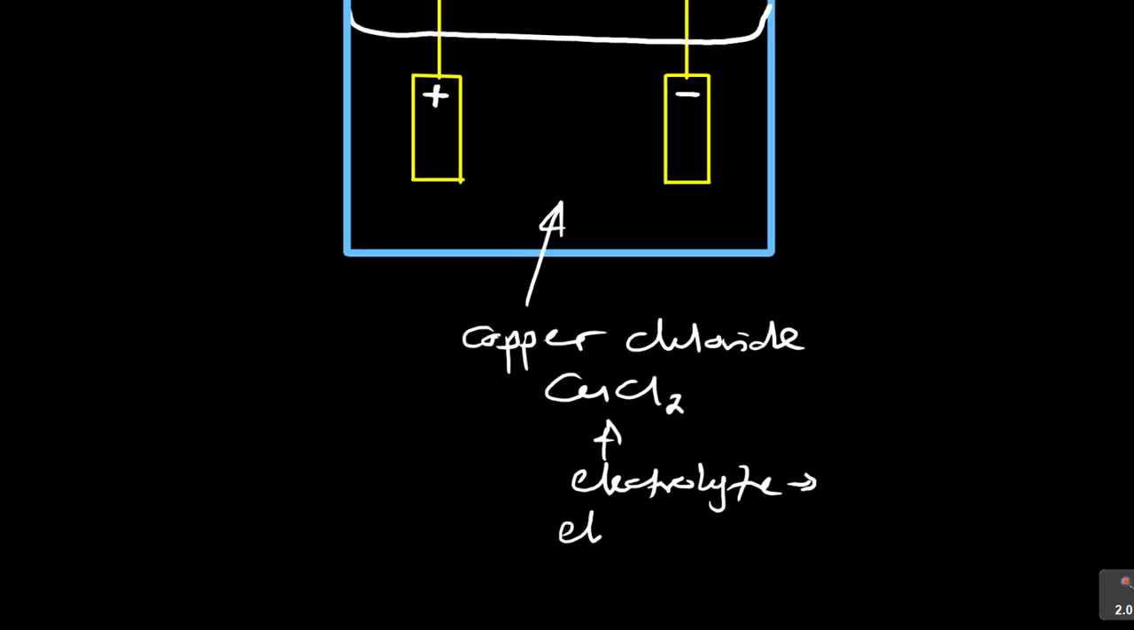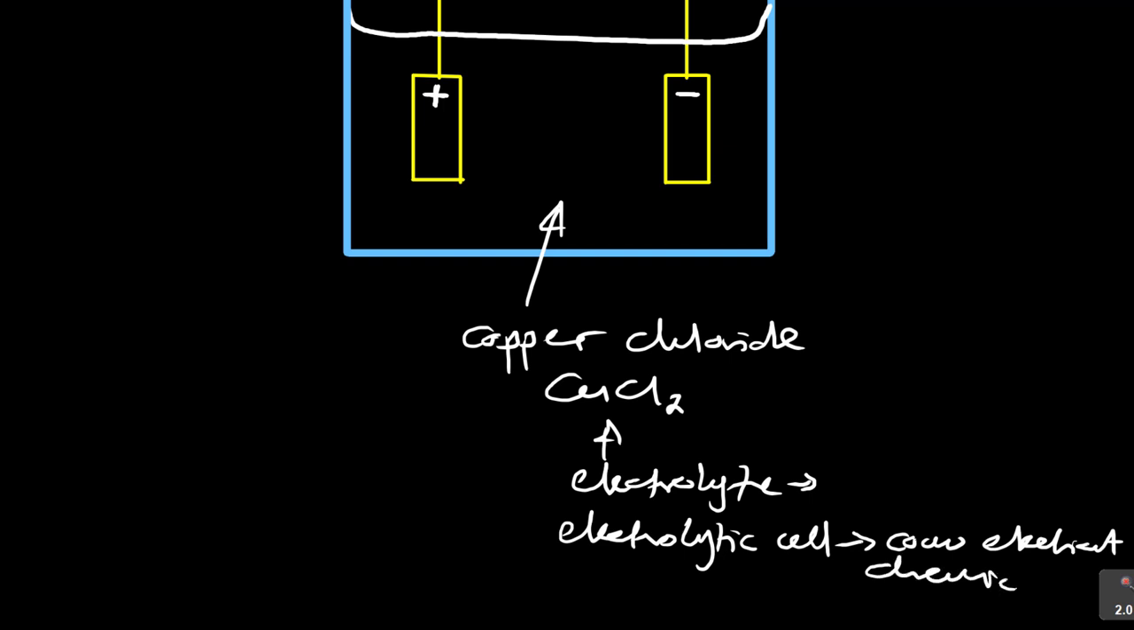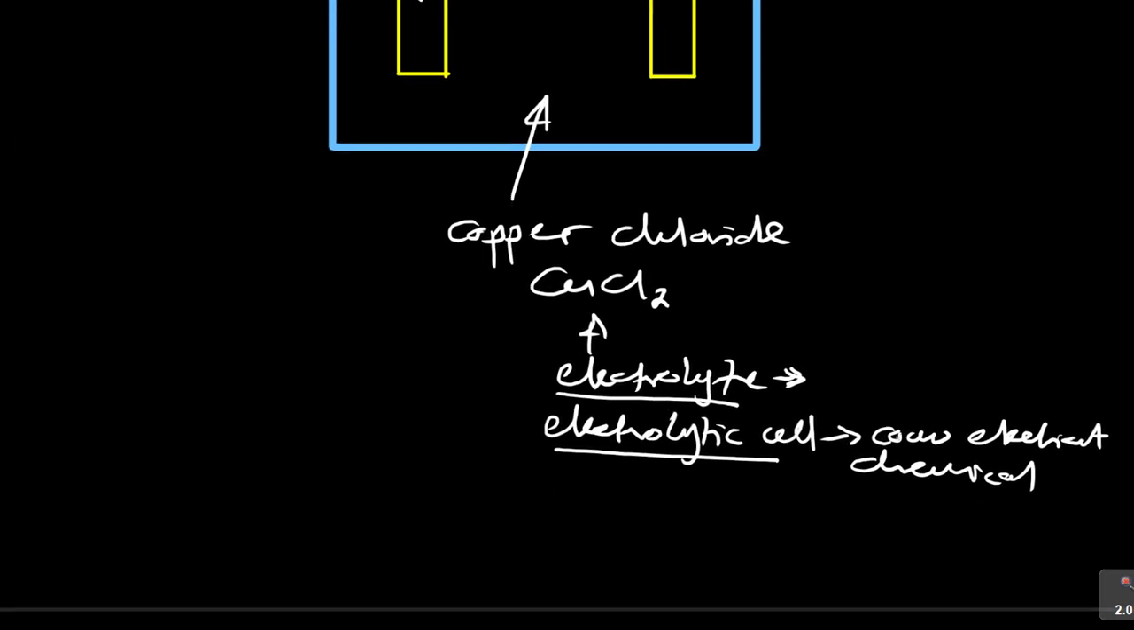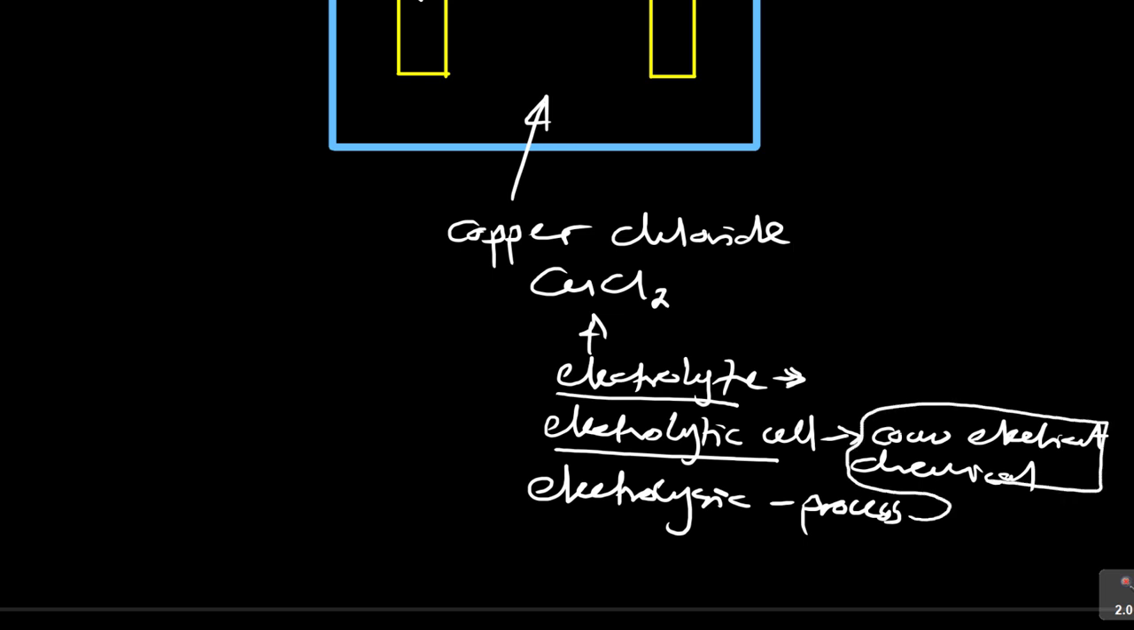Further, we said there is an electrolytic cell. Just to bring back the definition, what is an electrolytic cell? It is a cell that converts electrical energy into chemical energy. So those are the energy conversions: electrical energy into chemical energy. So we've got the electrolyte, which is a substance that conducts electricity. Then we've got the electrolytic cell, which is a cell that converts electrical energy into chemical energy. And then we've got electrolysis as a process, in which electrical energy is converted into chemical energy.